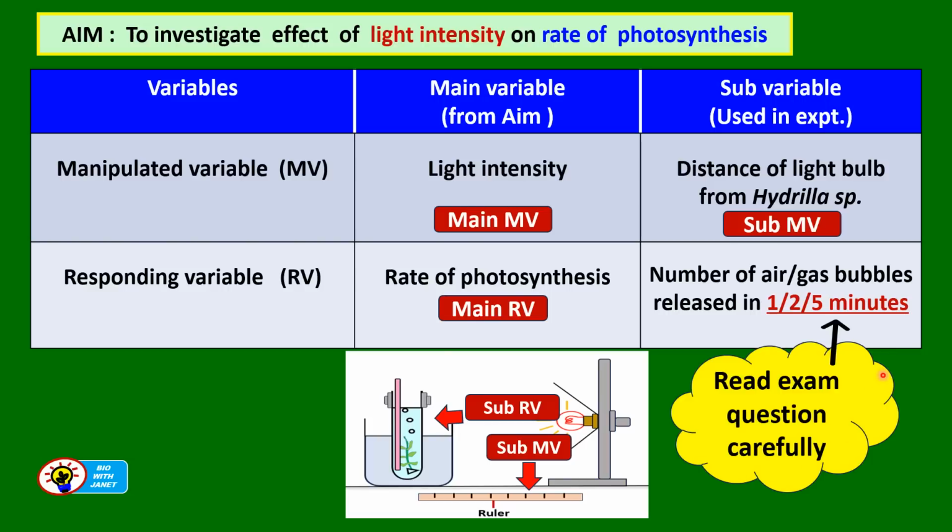Important point to note. Concerning the sub-RV, the number of air or gas bubbles released in 1 or 2 or 5 minutes. All right, for this part, you have to read the question paper, the statements there, carefully. Is it asking you to count the number of air bubbles released in 1 minute, or in 2 minutes, or 3 minutes, or 4 minutes, or 5 minutes? Read it carefully and underline the number of minutes, okay? Don't assume that it's going to be according to what we have discussed in the video here, all right? You have to read carefully how many minutes it is, which is the time taken for you to count the number of air bubbles, okay?